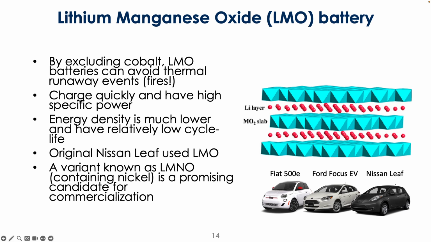On the operation and performance side of things, without the cobalt you tend to have a little bit lower energy density, but these will be thermally a little bit more stable. They charge quickly, have high specific power, but again, as I mentioned, lower energy density and relatively low cycle life. So the very first generation of Nissan Leafs used lithium manganese oxide batteries.